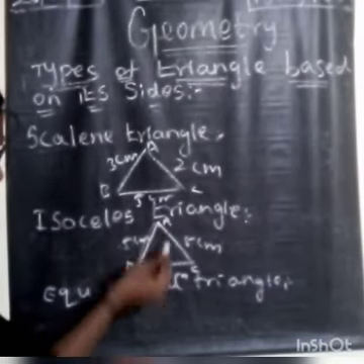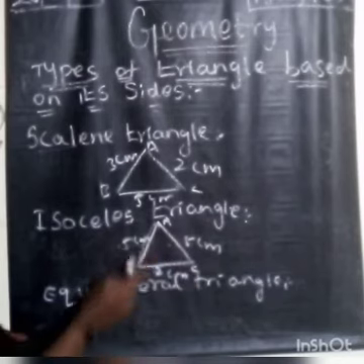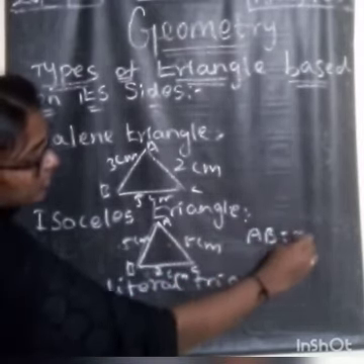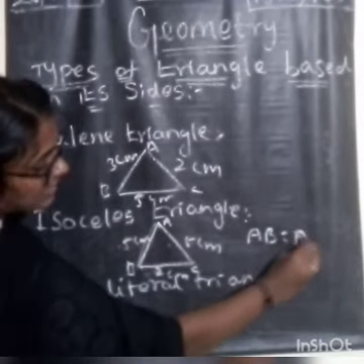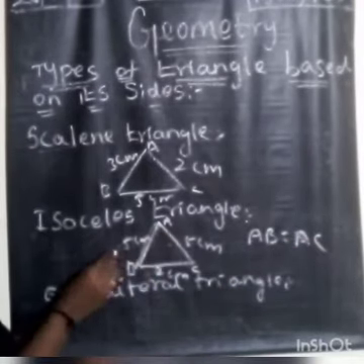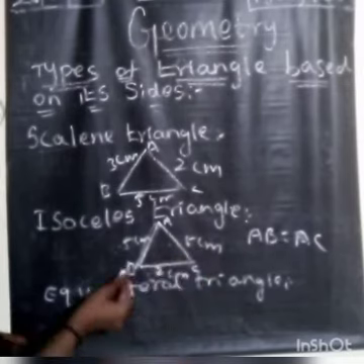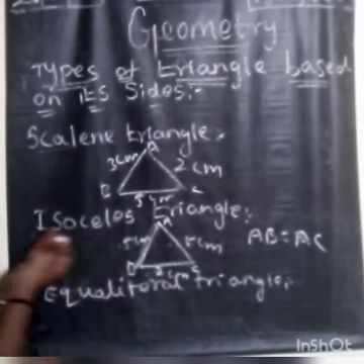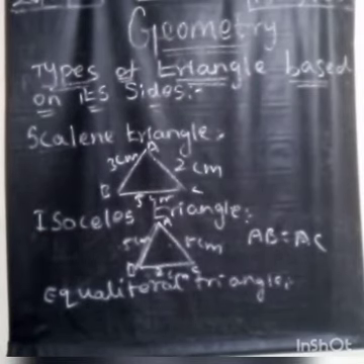So here AB equal to AC. AB equal to 5 centimeter, AC equal to 5 centimeter. Here two sides of the triangle are equal in length, so it is called an isosceles triangle.